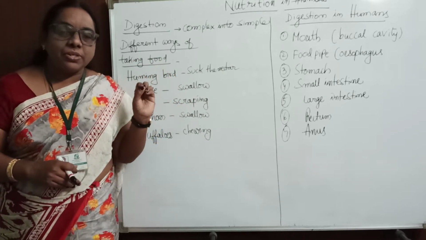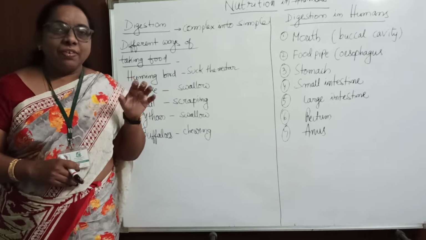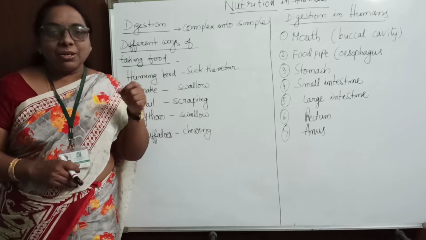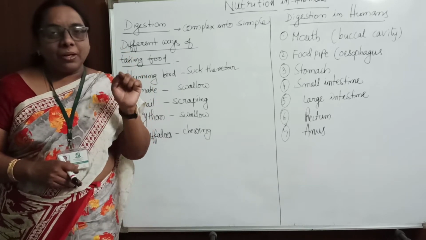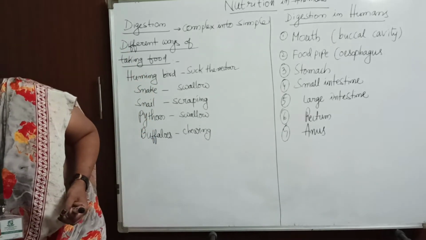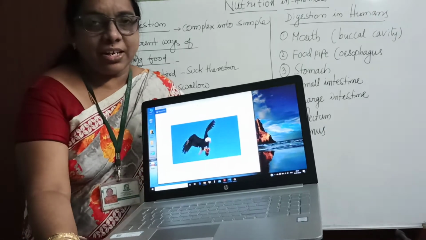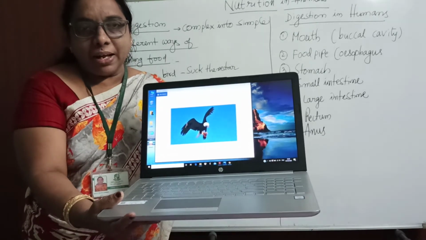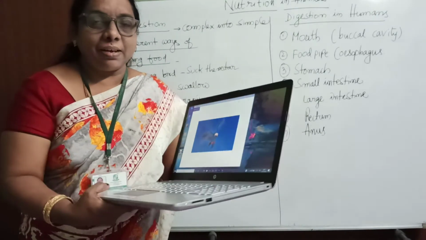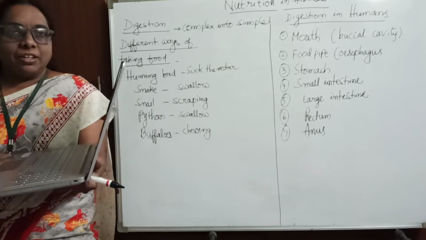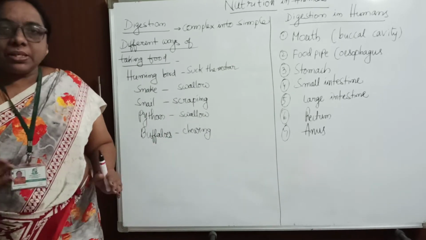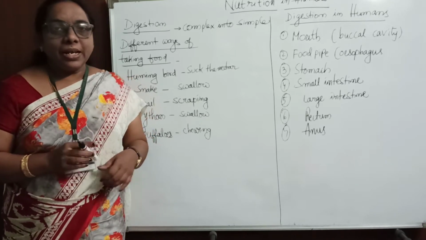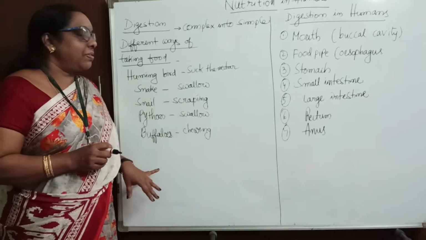For example, if you see the eagle, what the eagle does is catch the prey, the animal, with the help of its leg. Then it takes it somewhere, and whenever it gets free time, it bites the prey with the help of its strong beak. Okay, so these are the different modes of taking food.